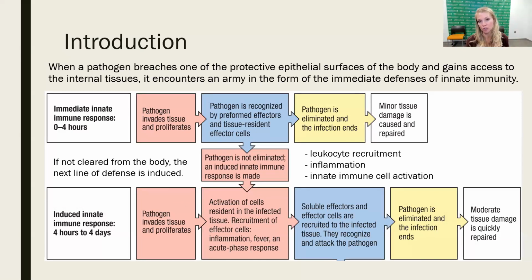And this is going to include a lot more different cells. It's going to include a lot more different proteins. These proteins we call soluble effectors because they are soluble proteins that are sending messages and inducing cells to do certain things and make certain chemicals. And then hopefully, if all goes well, with this induced phase of the innate immune system, the pathogen is eliminated and the infection ends. And then there might be some damage to the tissue, but hopefully it's not going to be too bad and it can be easily repaired, or at least rather quickly repaired.